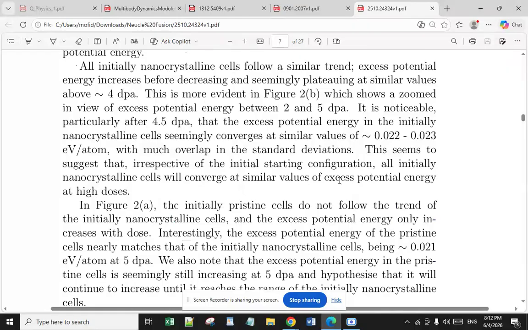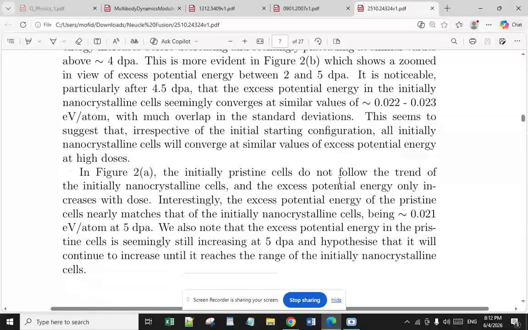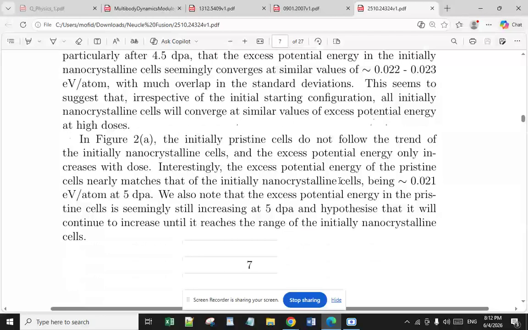0.022 to 0.023 electron volt per atom, with much overlap in the standard deviations. This seems to suggest that irrespective of the initial starting configuration, all initially non-crystalline cells will converge at similar values of excess potential energy at high dose.